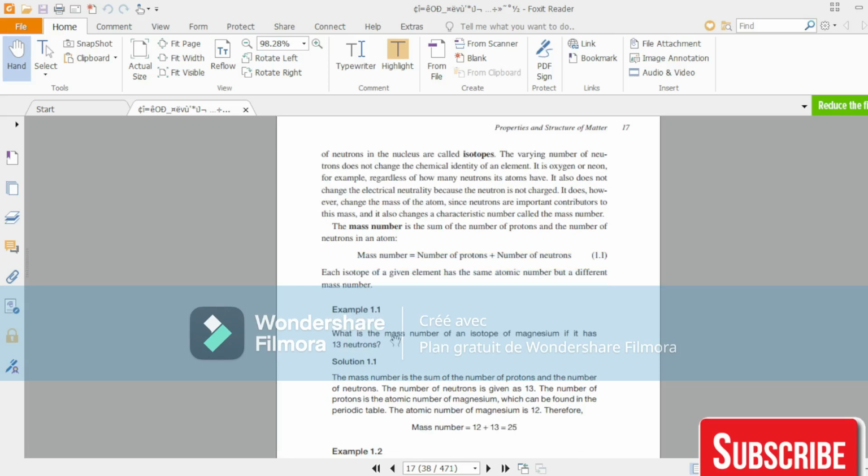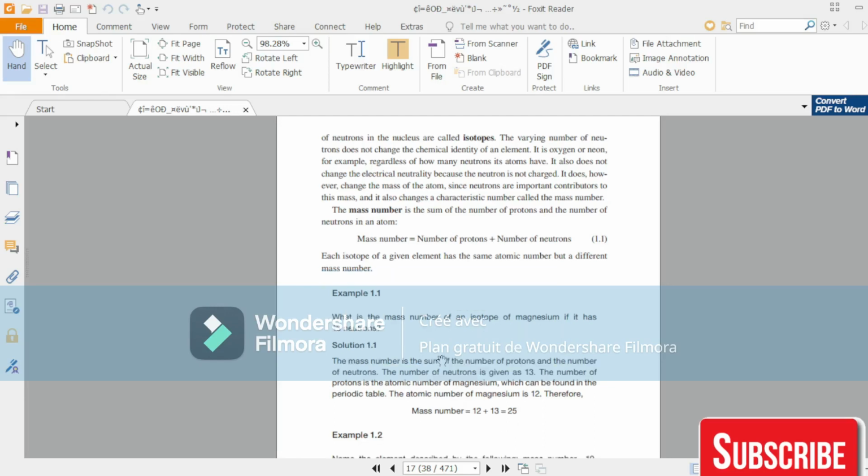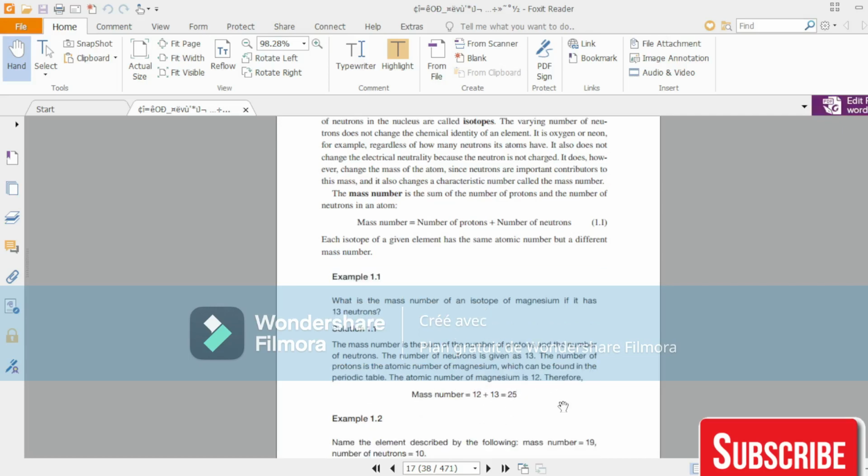Example 1.1. What is the mass number of an isotope of magnesium if it has 13 neutrons? Solution: the mass number is the sum of the number of protons and the number of neutrons. The number of neutrons is given as 13. The number of protons is the atomic number of magnesium, which can be found in the periodic table. The atomic number of magnesium is 12, therefore mass number equals 12 plus 13 equals 25.